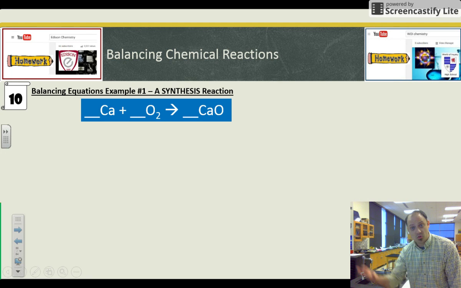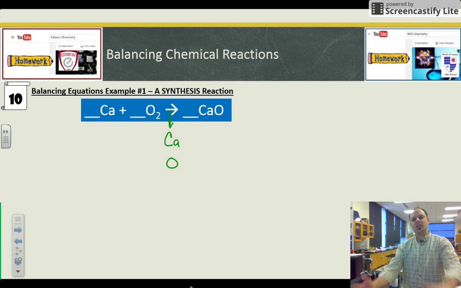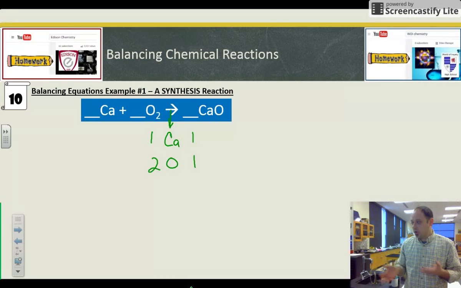Okay, ready? Mr. Milks is going to first list the elements that are involved. He sees he's got calcium and oxygen. And notice I'm going to do that right underneath the arrow so I can do left side, right side better. And he's going to tally the number of calcium atoms on the left and the number of calciums on the right. And now we've counted and we're comparing. The calciums match. That's good.